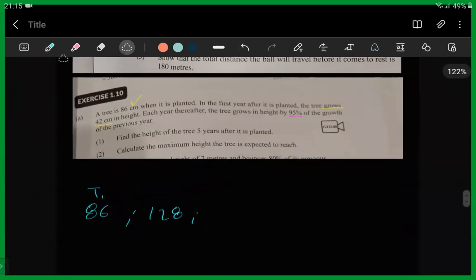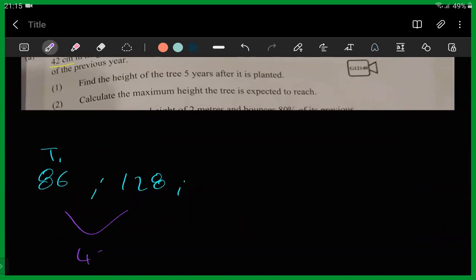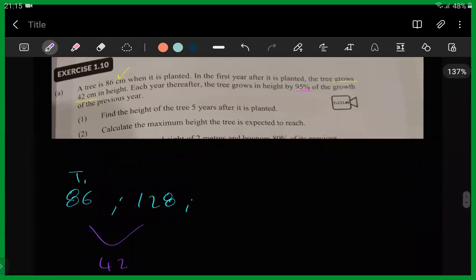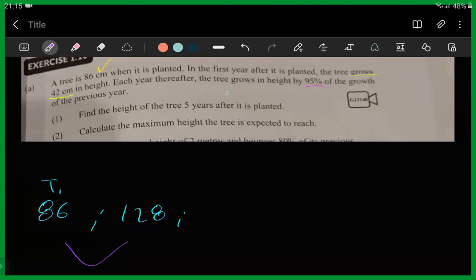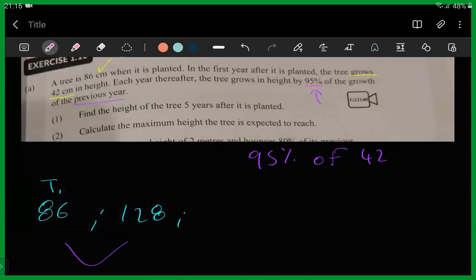So it starts at 86, right? So they told us that the jump from the 86 to the 128 is 42. And then from 128 going onwards, it grew by 95%. It says here, thereafter the tree grows in height by 95% of the growth of the previous one. So it means that it grew by 95% of 42. Do you see? So these are the kinds of questions where you may want to write out a few terms manually before you think of formulas and all that.